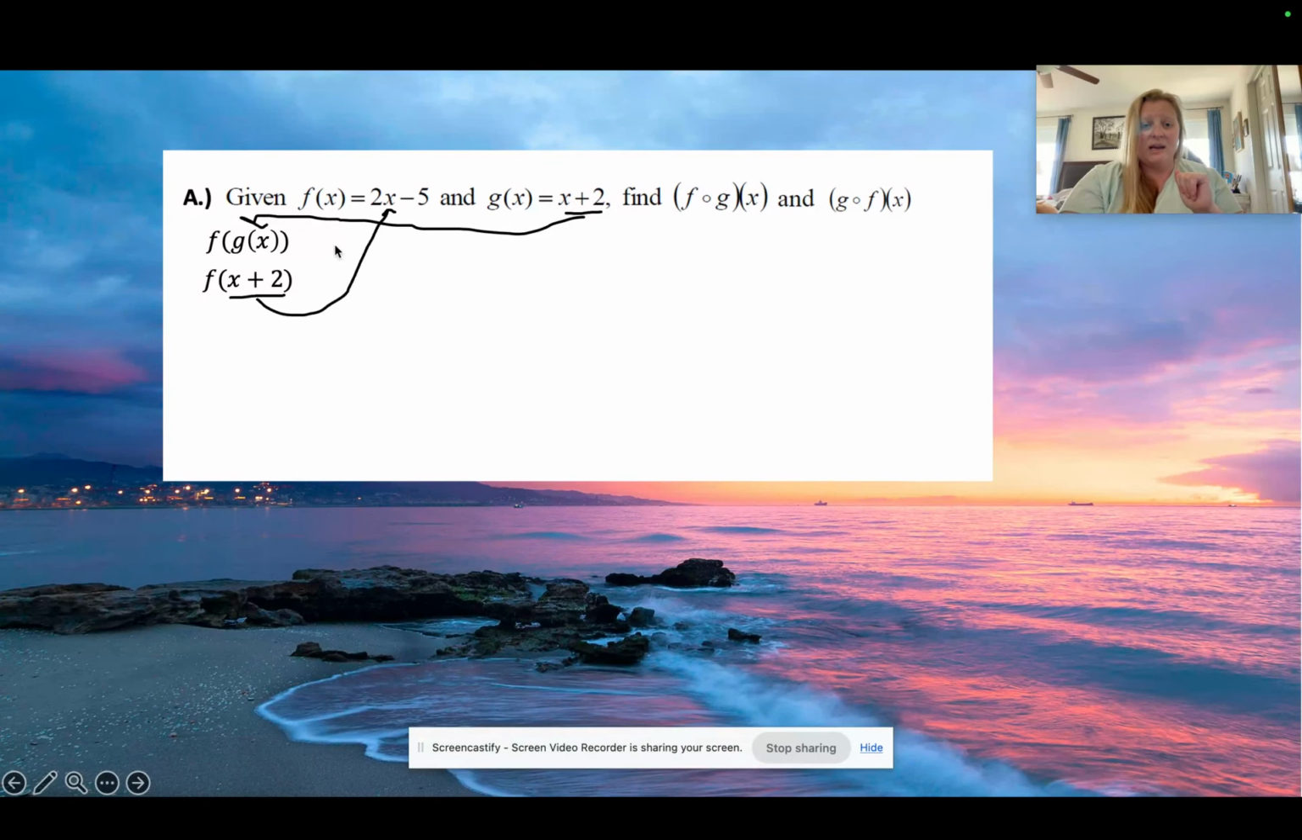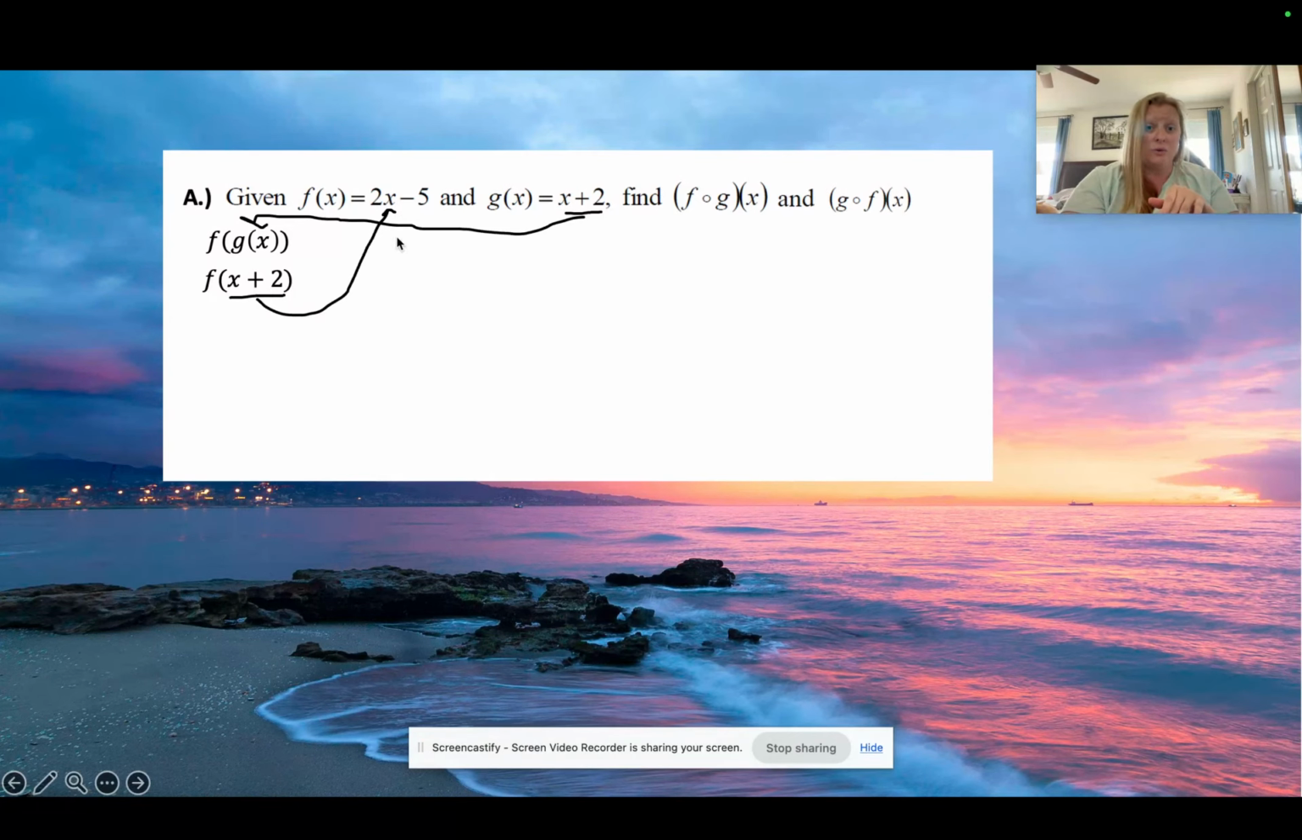Then I take that x plus 2 and I put it into the f formula in x's spot. Everything else will stay. The 2 will stay, the minus 5 will stay, but I will replace x with x plus 2. So it'll look like that.